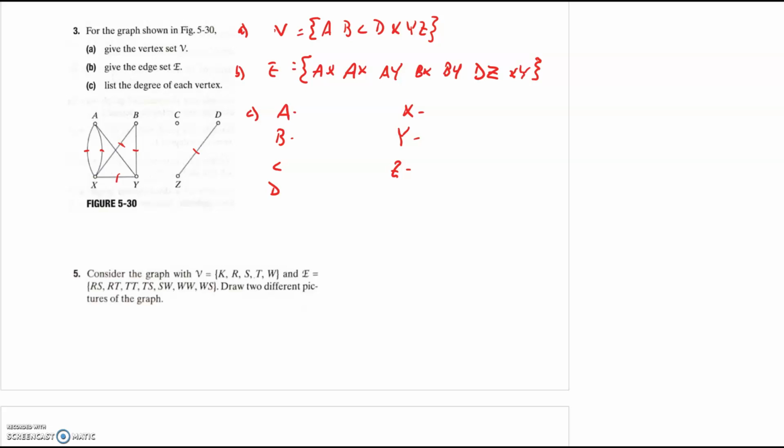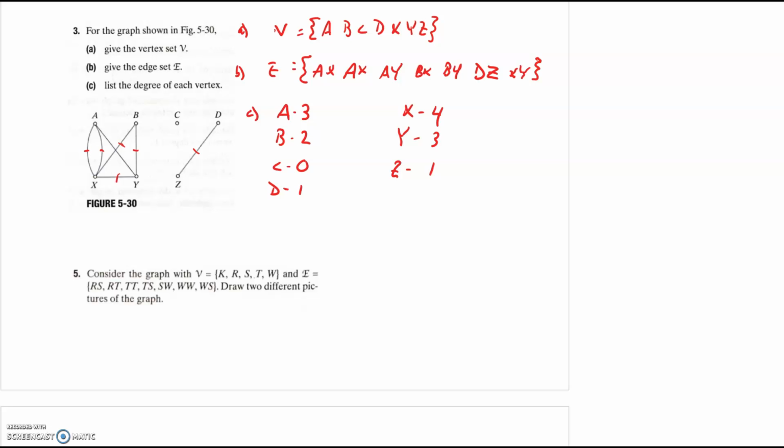So vertex A has a degree of 3. Vertex B has a degree of 2. Vertex C has a degree of 0. D is a 1. X is a 4. There are 4 edges touching X. Y is 3, and Z is 1. So there are the degrees of each of my vertices.